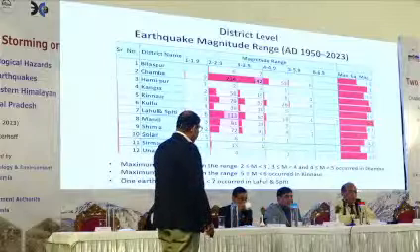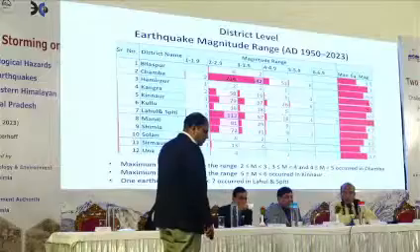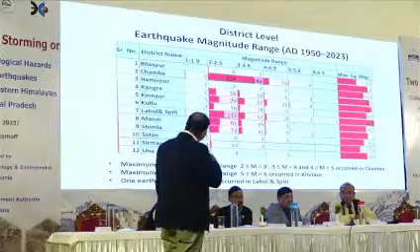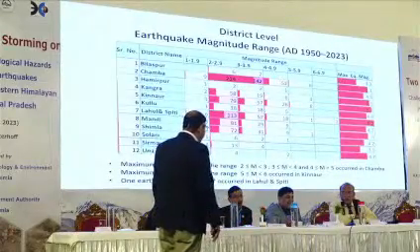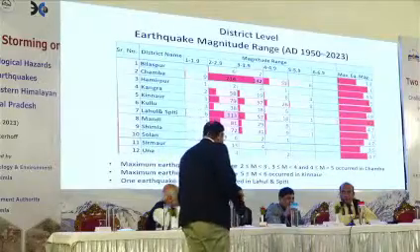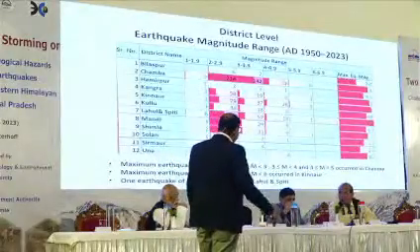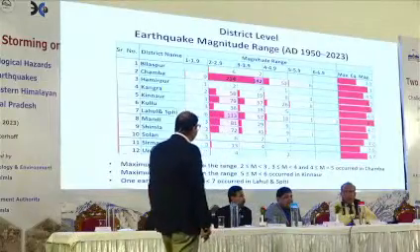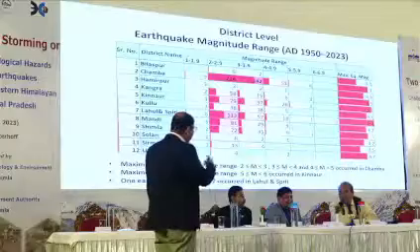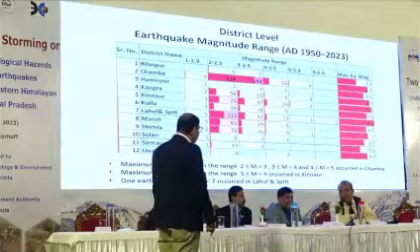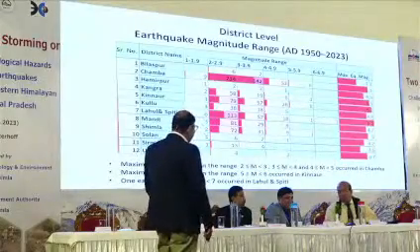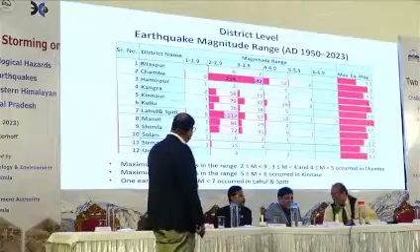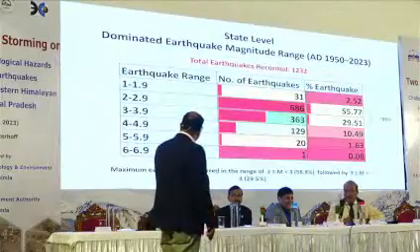In Chamba, you have mentioned 6 uptake of 5 to 5.9. Yes, so this is 1950 to 2007. It's 70 years. I am taking 70 years. Shall I go forward?